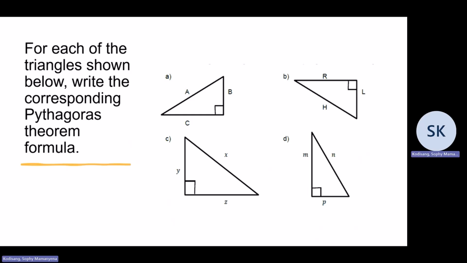For number B, the hypotenuse is H. The equation will be H squared is equal to R squared plus L squared. For number C, X squared is equal to Y squared plus Z squared. And the last one, which is D, N squared is equal to M squared plus P squared. So the equation that represents the theorem of Pythagoras is very, very important.